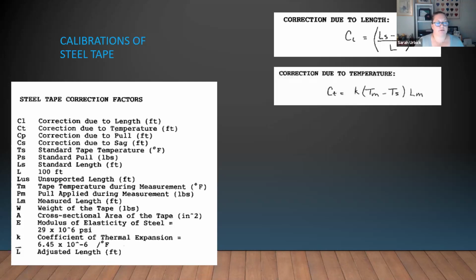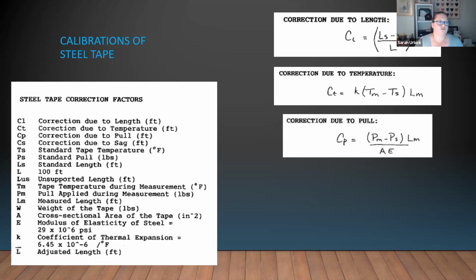Due to temperature, the coefficient of thermal expansion. Never thought I'd hear that again. We need to take what the normal temperature is. We need to take the difference between that and our current temperature. We need to use our coefficient of thermal expansion multiplied by our measured length, and that is the correction necessary due to temperature variations.